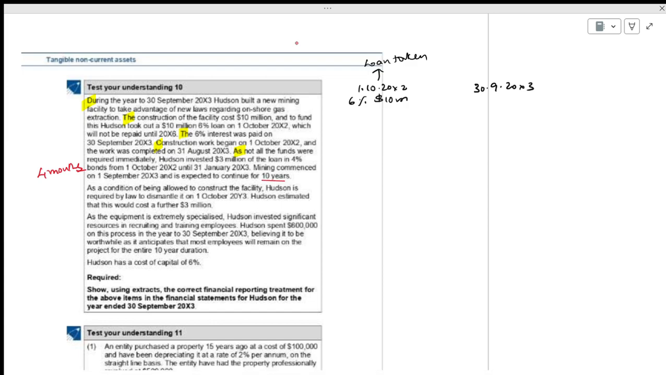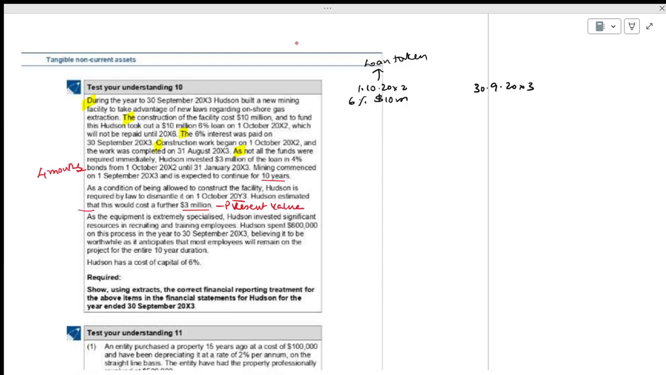As a condition to allow construction of the facility, Hudson is required by law to dismantle it, so dismantling cost is there. On 1st October 2003, estimated 3 million. Again, you have to take the present value. You have to take present value always.